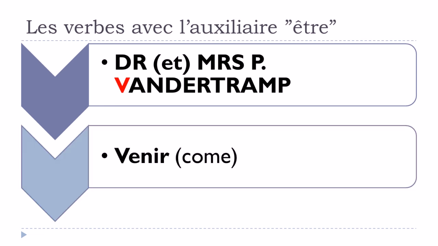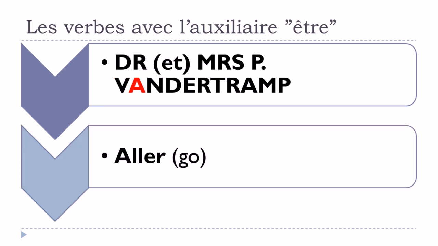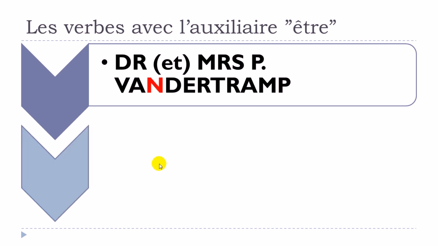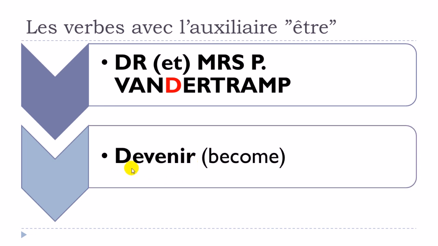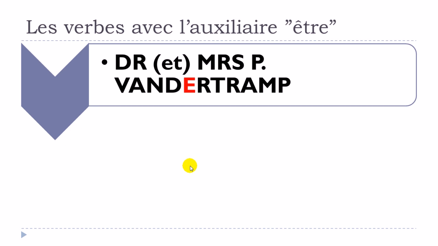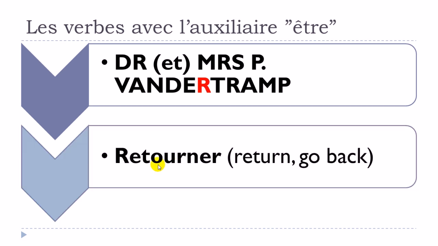Then V. Venir. Okay? Venir. After that you will have A, and A is for aller. Aller. N. Naître. Naître. Then you will have D, and that will be for devenir. Devenir. E. Entrer. Entrer. Then R for retourner. Retourner.